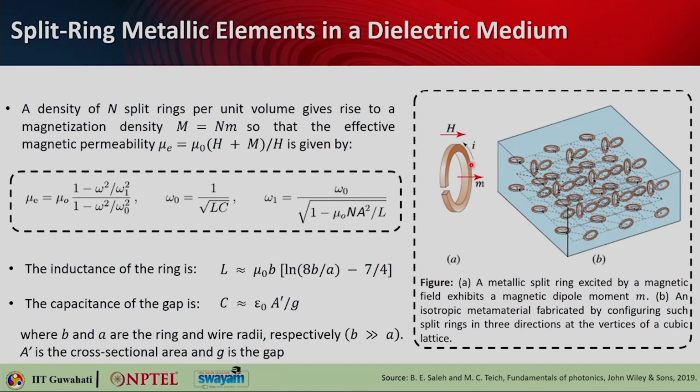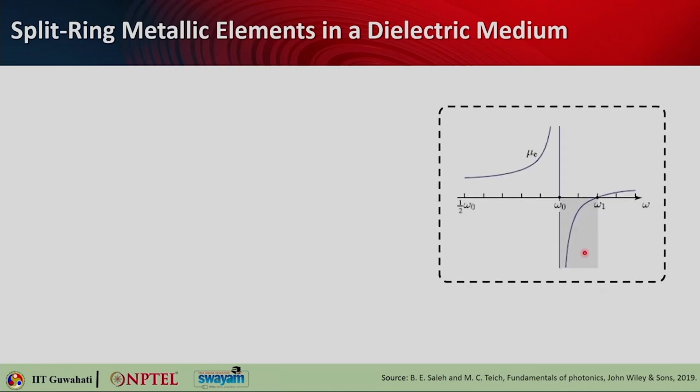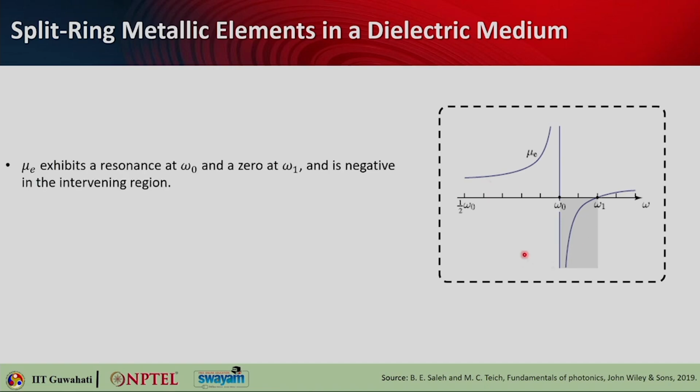You can actually see these two parameters here, and the capacitance of this gap will be given as epsilon naught A prime over g. What is A prime? A prime is basically the cross-sectional area, this cut square area that you see here, and g is basically the gap. So that tells you what C is. You know what L is, you can put it here, and N you also know because you have designed this, so you can find omega 1. It will give you a very similar kind of response to what you have seen in the first case.